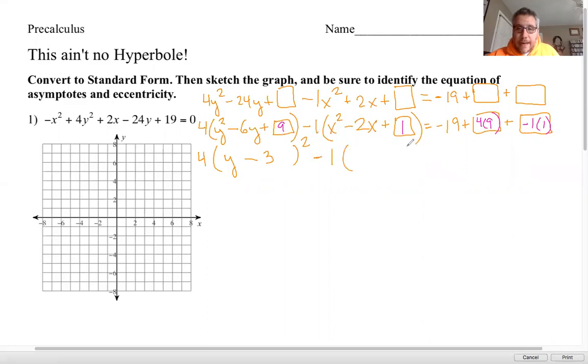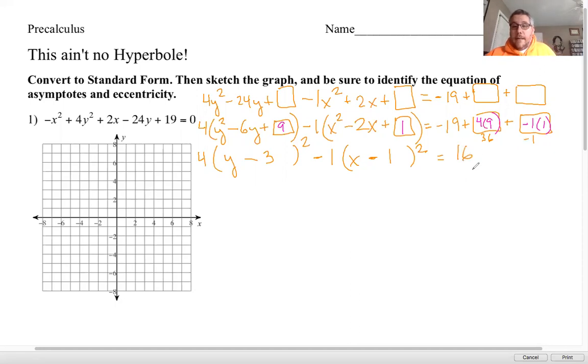And now we work on our x binomial square. So bring down your x, and again, take half of this guy. Half of a -2 is a -1. And now you're going to simplify on this side. We have a -19 plus 4 times 9 is 36, and -1 times 1 is a -1. So we have -19 plus 36 plus -1, which should be 16.